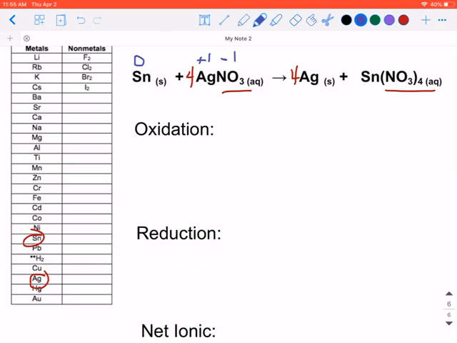Just a little secret for you guys, silver always has a +1 charge. It's one of the few transition metals that don't form multiple charges, so it's something to keep in mind. And remember, even though I have 4 silver +1 ions here, I didn't change the charge to be +4. Each silver ion has a +1 charge, and I just happen to have 4 of them, okay?